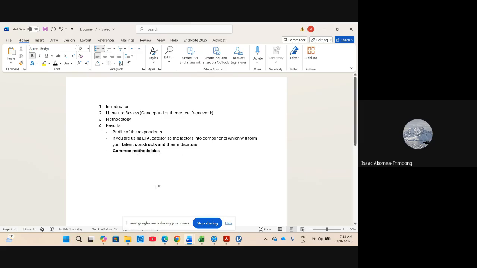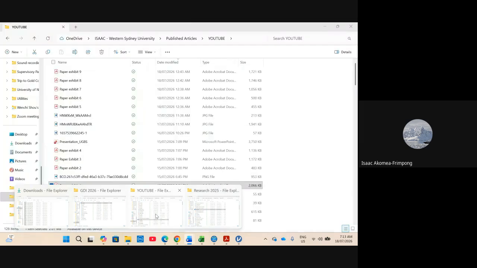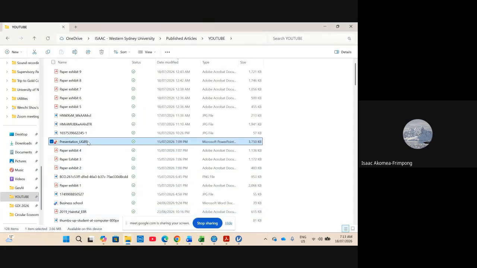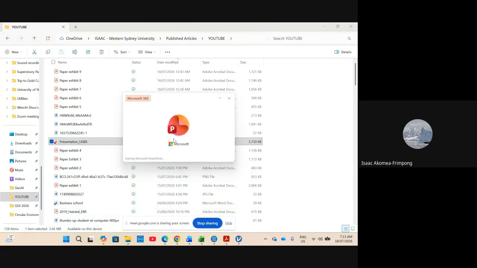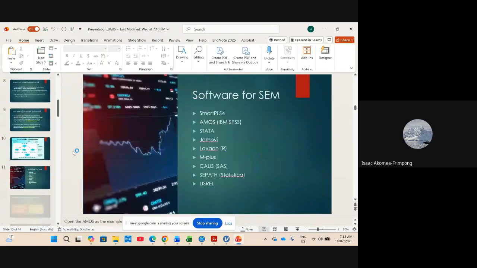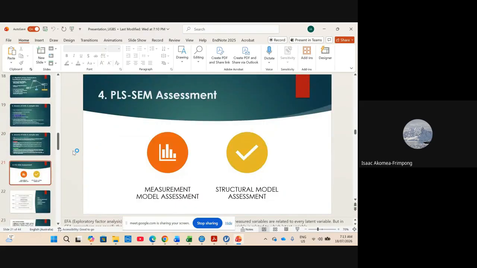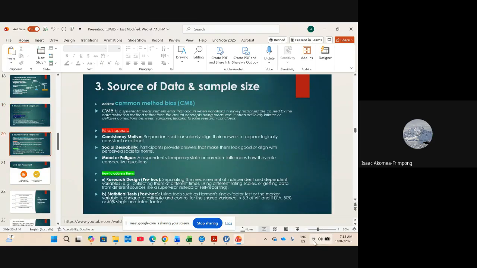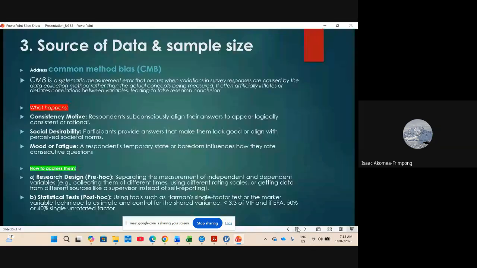So I have something here I want to share with you, and I'll use that to explain to you. What is the meaning of common method bias? You need to conduct that. So there they are explaining. What is common method bias? It's a systematic measurement error that occurs when variations in survey responses are caused by the data collection method. So how you collected your data.